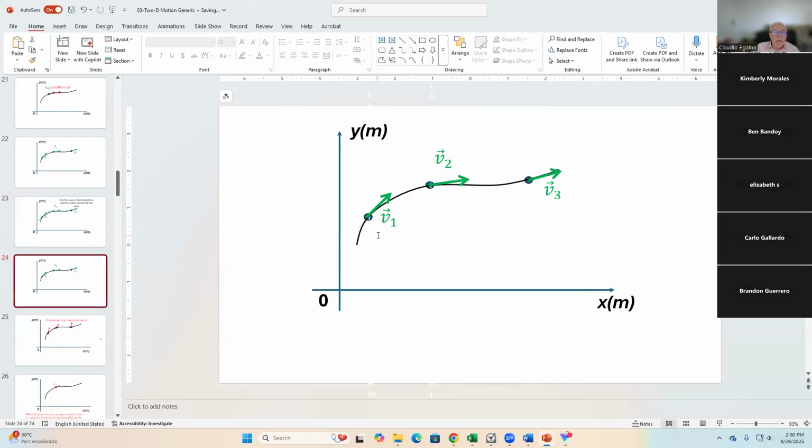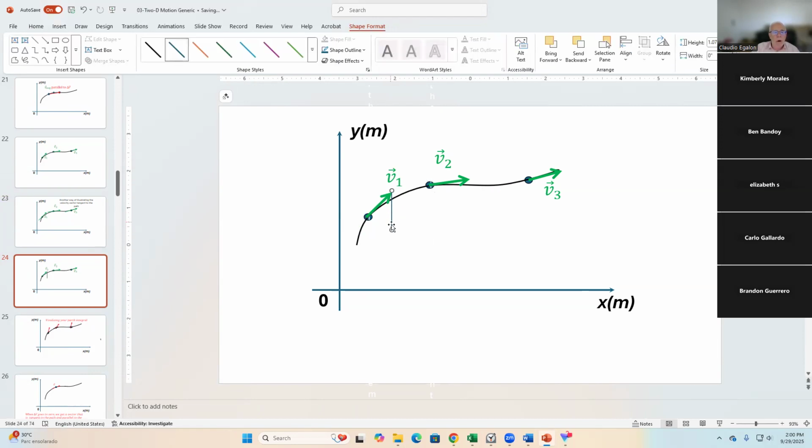And then what I want to do now, I want to show you the components of this vector. Okay? Note that this vector here, v1, not just v1, but all the other ones as well, right? v1, v2, and v3 has x and y components.